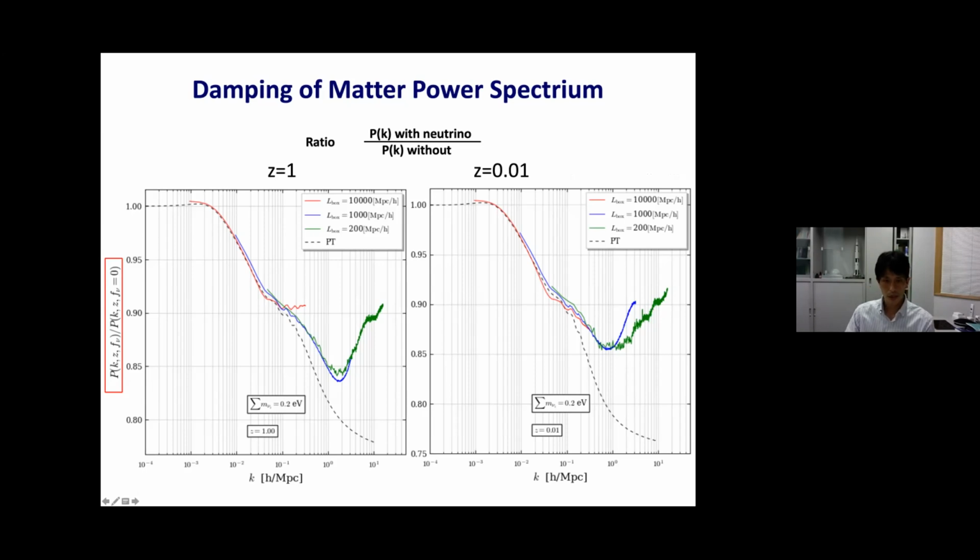Okay. So this is the total neutrino mass 0.2 electron volt case. We see a characteristic spoon feature like this. This is the linear damping, the nonlinear transition, and this is the nonlinear clustering of dark matter. Okay, we use 3 different box sizes to get the nonlinear feature. At almost the present day epoch, redshift 0 or so, we see this damping effect.